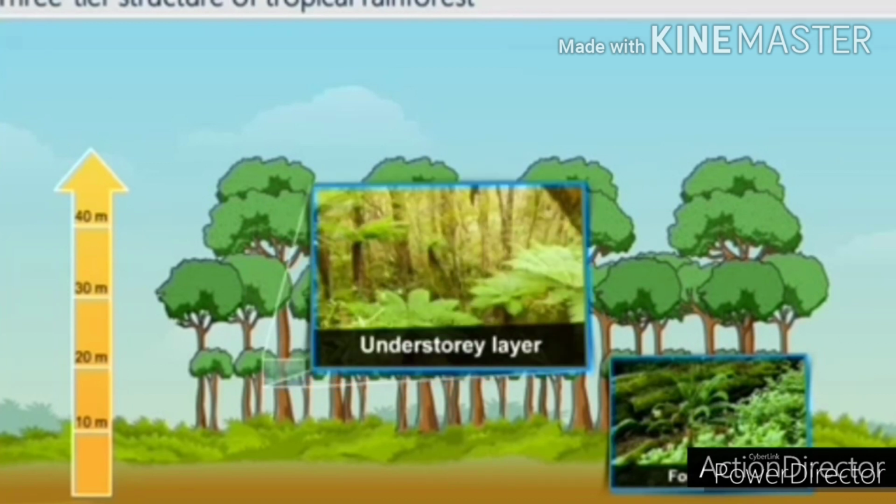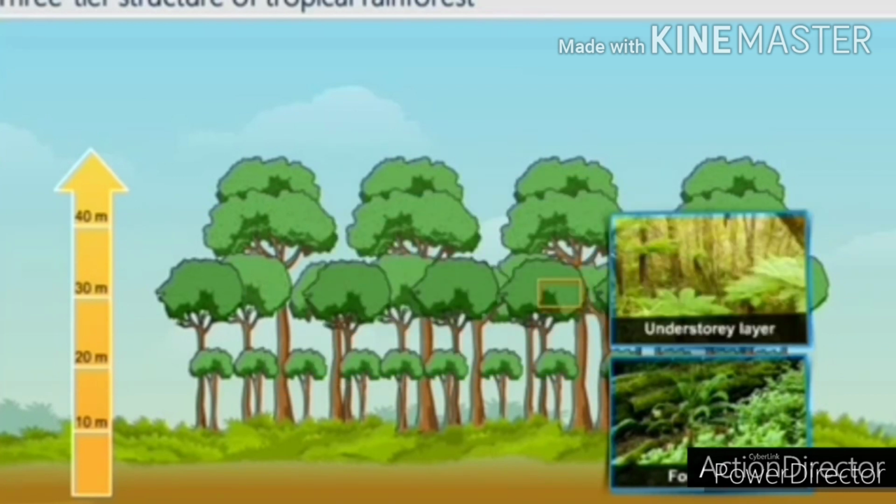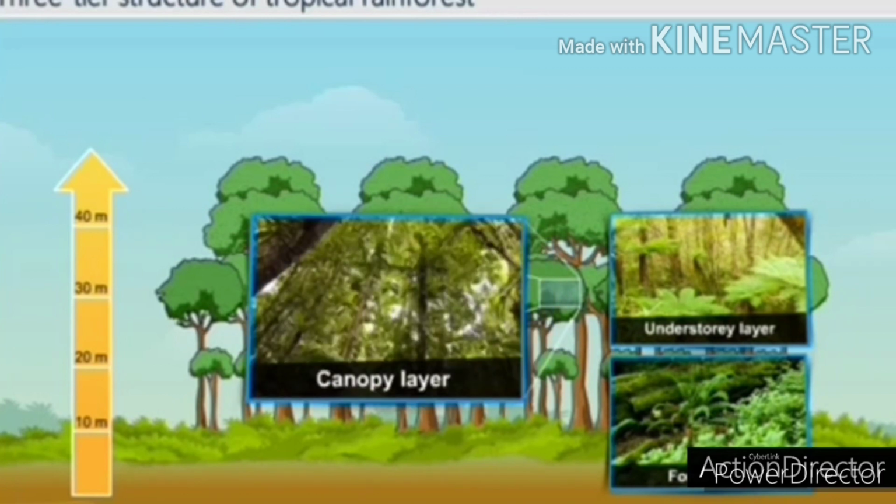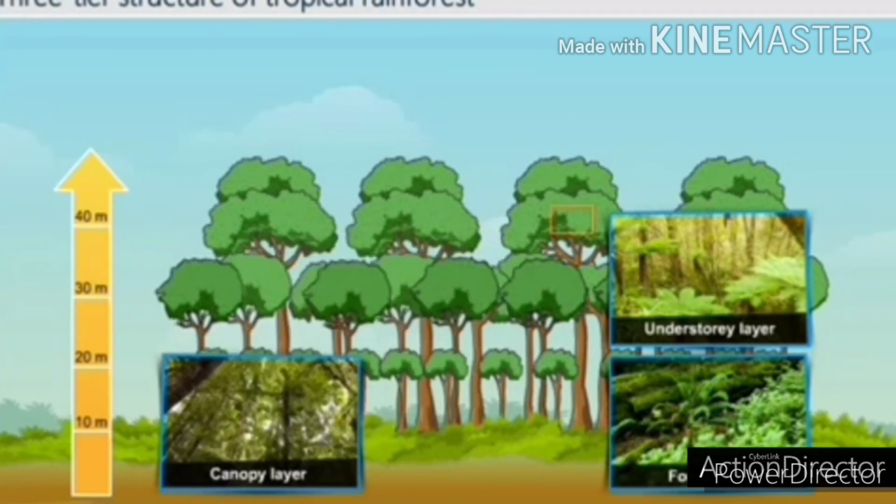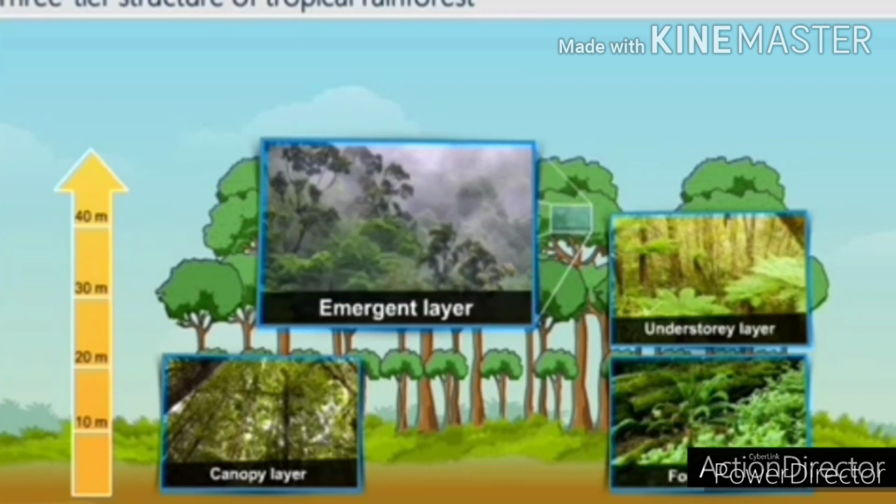The tallest trees, towering over 60 meters and above, form the emergent layer. These trees are lesser in number. Animals found in the emergent layer are eagles, monkeys, bats, and butterflies.